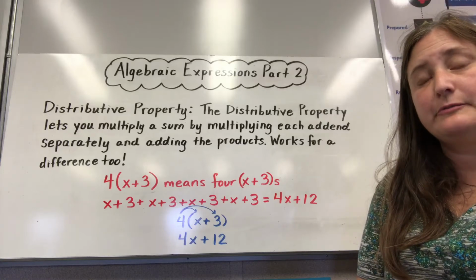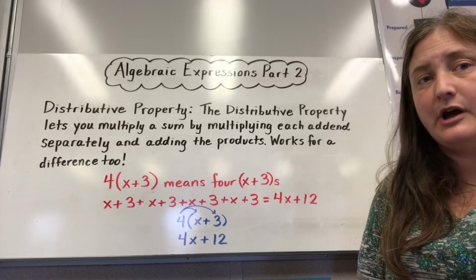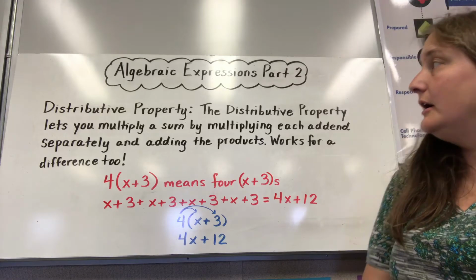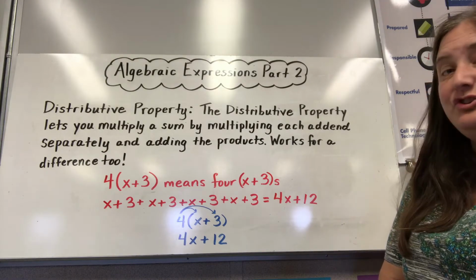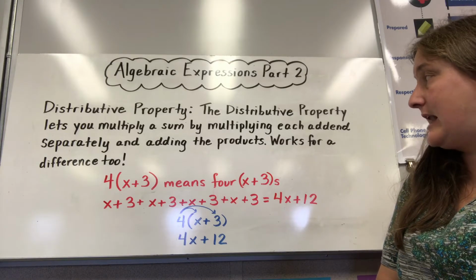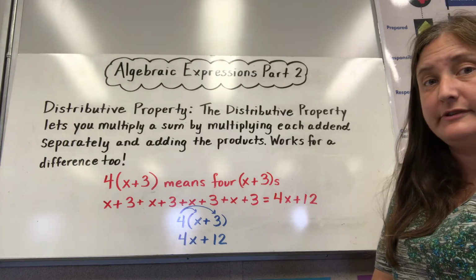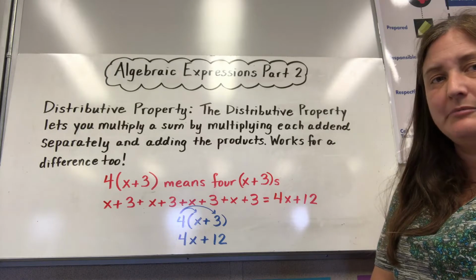This is Algebraic Expressions Part 2, and today we're going to talk about the distributive property. The distributive property lets you multiply a sum by multiplying each addend separately and adding the products. It works for differences too. So let me show you what I'm talking about.